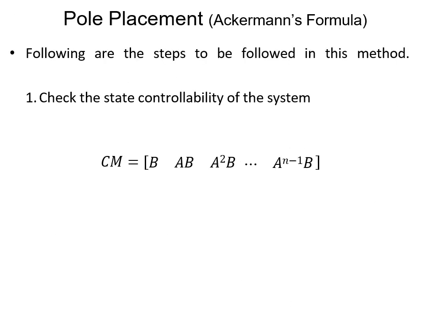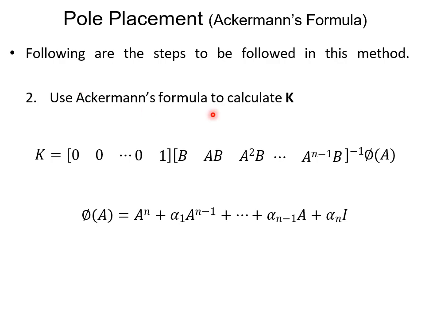The second method is the Ackermann method. First of all, we obtain the state controllability matrix and check system controllability. If the system is controllable, we can proceed. Then we use the Ackermann formula, which is K equals 0, 0, zeros until 1, multiplied by the controllability matrix B, AB, A squared B until A to the power n minus 1 B, all inverse, times phi of A, where phi of A equals A to the power n plus alpha 1 A to the power n minus 1 plus until alpha n minus 1 A plus alpha n times the identity matrix.